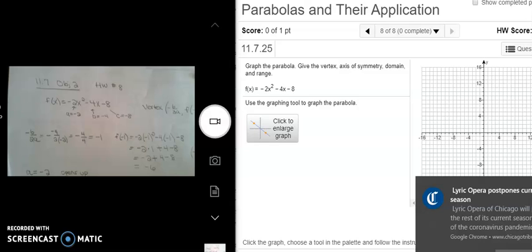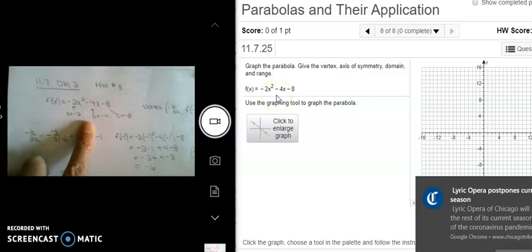Hi, this is section 11.7, objective 2. Rather than doing the one that's in the sheet, I'm going to just go ahead and do one from the homework. This is number 8 from the homework. I have the equation written right here so you can see it on the screen.